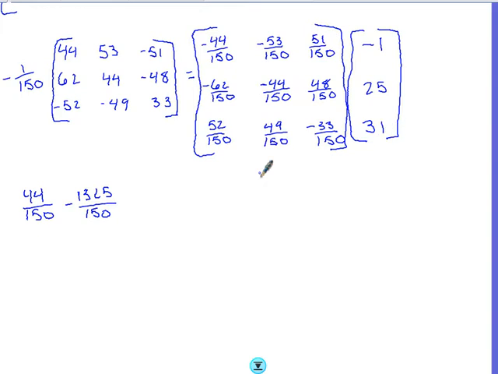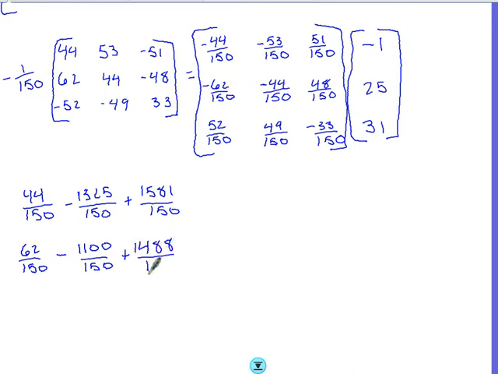Alright, 51 times 31 is 1581 over 150. Alright, then I'm going to do second row times this column, so negative 62 times negative 1 would be 62 over 150. Negative 44 times 25 is negative 1100 over 150. Alright, and then 48 times 31 is 1488 over 150. Then the last row, 52 times negative 1, would be negative 52 over 150. 49 times 25 is 1225 over 150. And negative 33 times 31 is negative 1023 over 150.